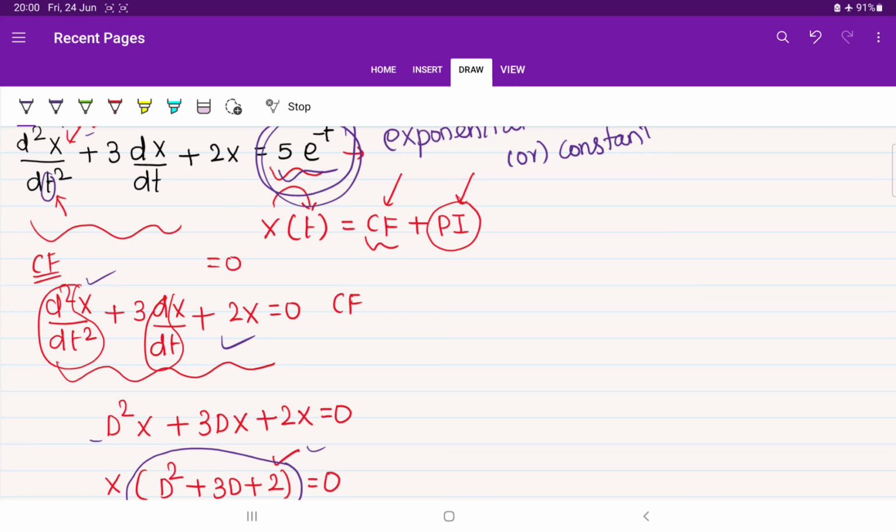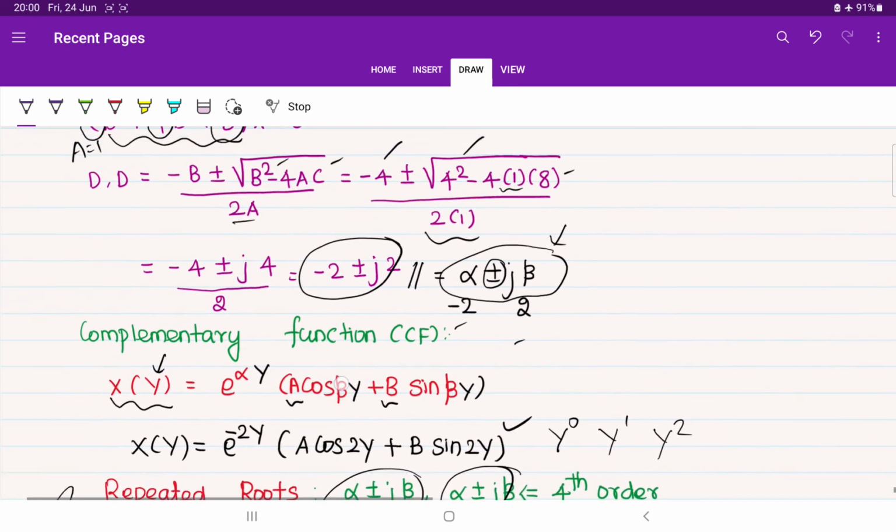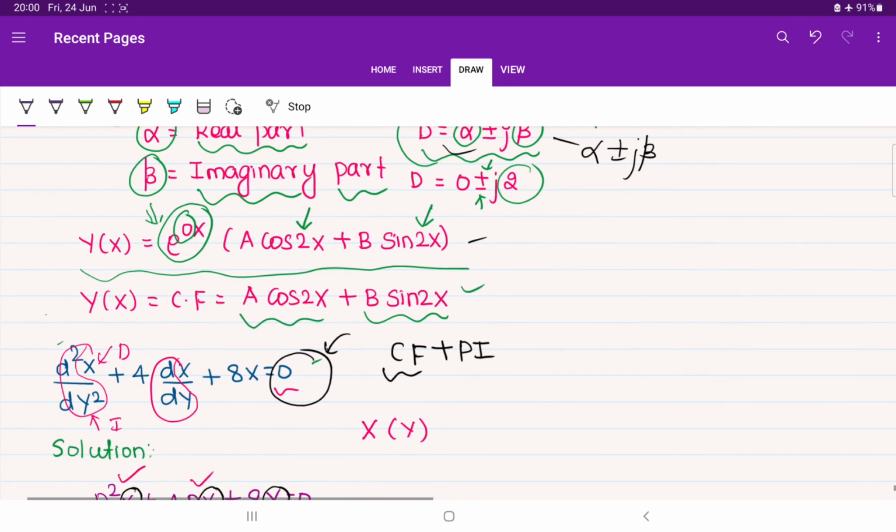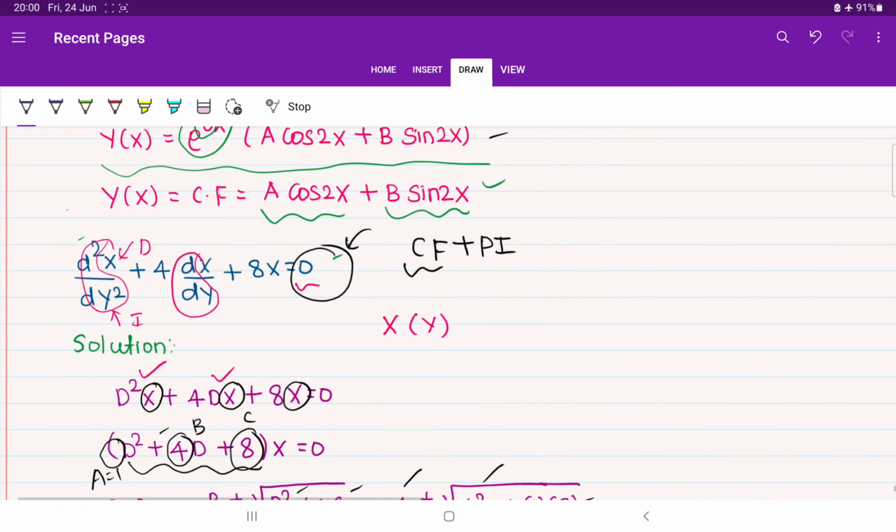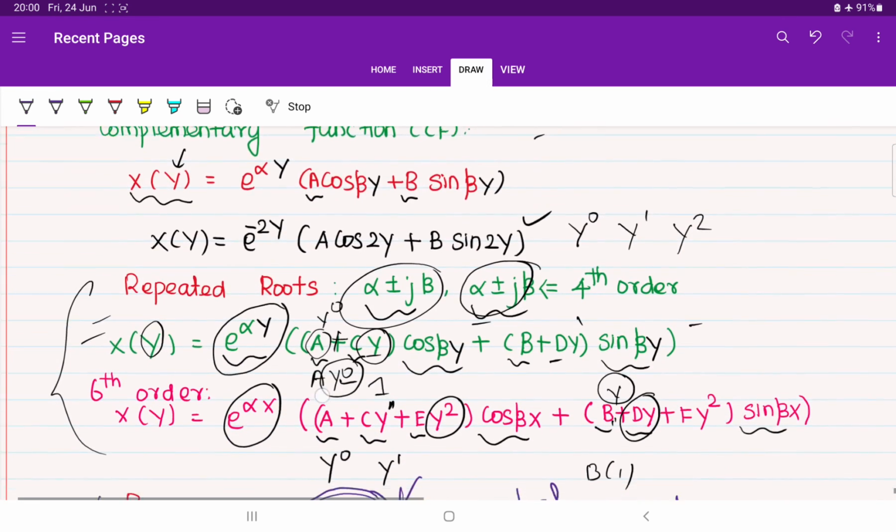Before the next class, kindly revise once more how to calculate the complementary functions for all types of differential equations. Those things are already uploaded in our previous lectures.